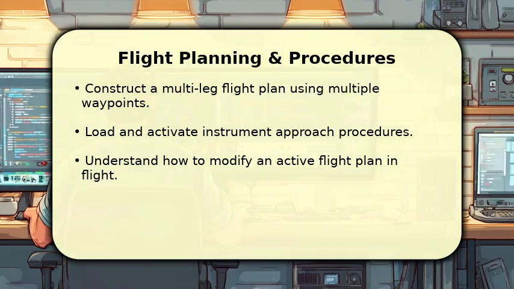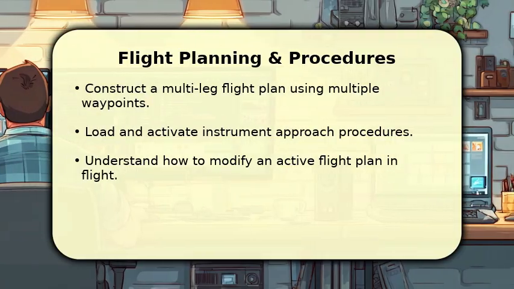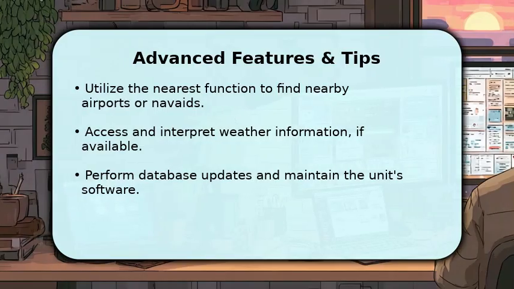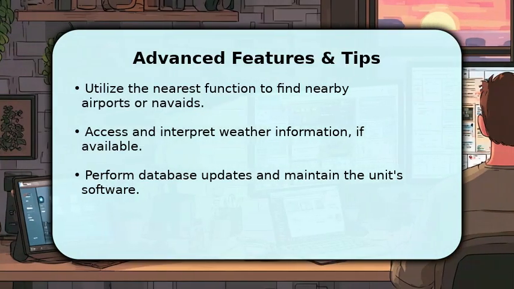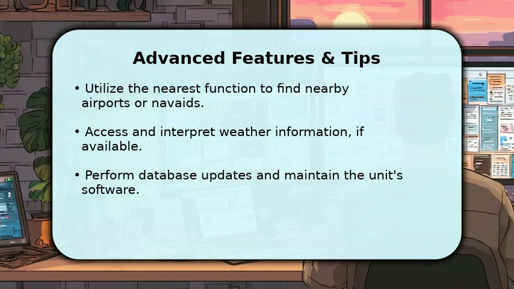If you need to modify your route mid-flight, simply use the FPL page to insert or delete waypoints as needed, maintaining flexibility. The nearest function, accessed via its dedicated button, quickly displays nearby airports, VOR, and other facilities, crucial for unexpected diversions.